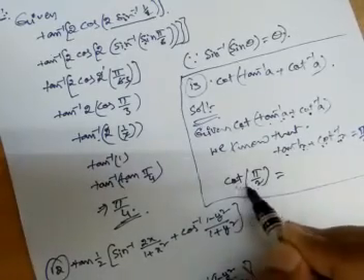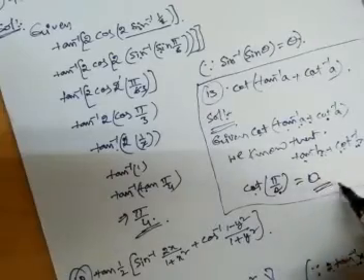That is cot 90. Pi by 2 means 90, cot 90 is 0. So 0 is the final answer.